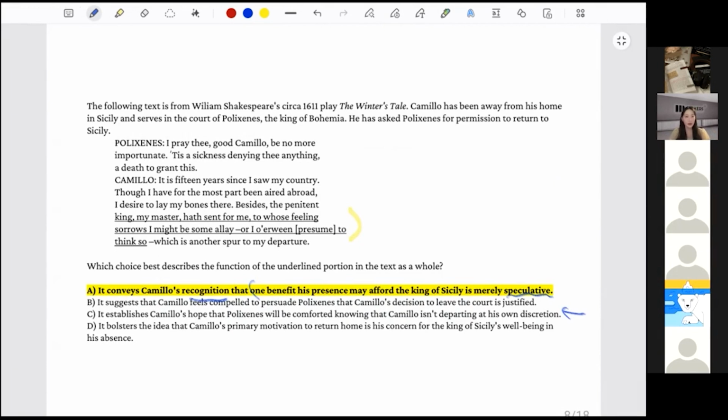D is also incorrect because Camillo already stated that his primary motivation is to lay his bones there. So I desire to lay my bones there is presented as the primary motivation. And how do we know that? Because he claims that offering the King of Sicily some sort of comfort is another spur, the additional reason. So this can't be the primary motivation if he specifically stated that this is another spur to his departure. So this is what makes D incorrect.